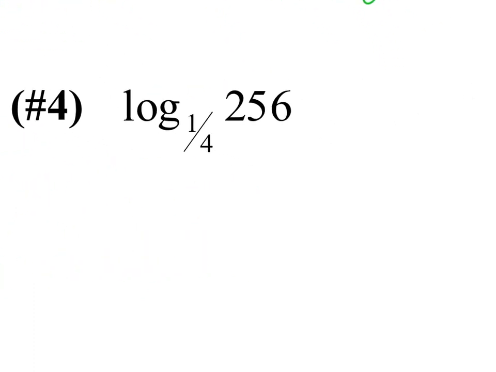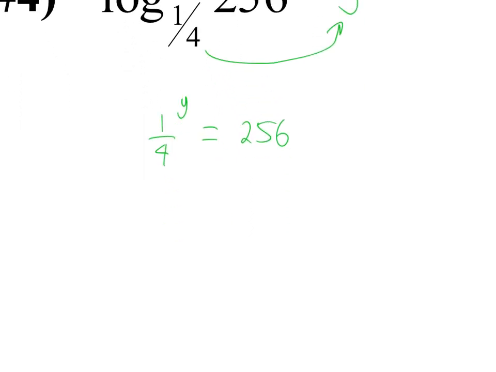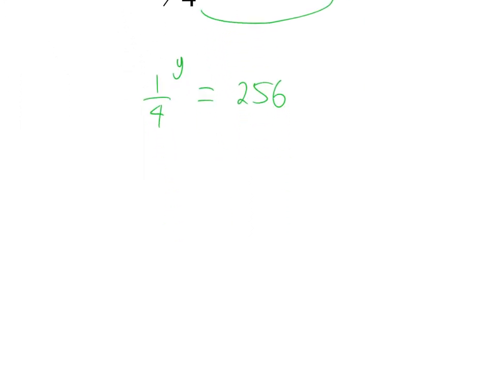All right, last one we have: what 1/4 to what number equals 256. We're going to take the 1/4. We're going to push up the y. So we got 1/4 to the y equals 256. So in this case, 256 is a nice whole number, and so we're going to need a negative exponent probably for this one. So what I like to look at here is the 4.